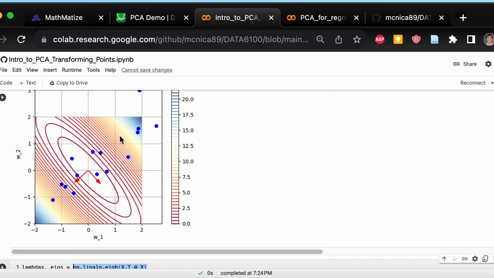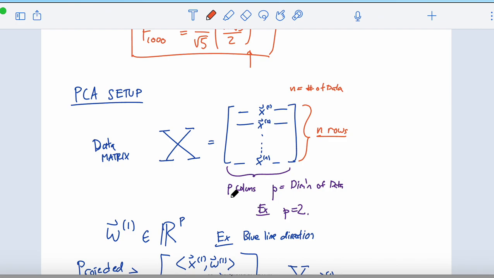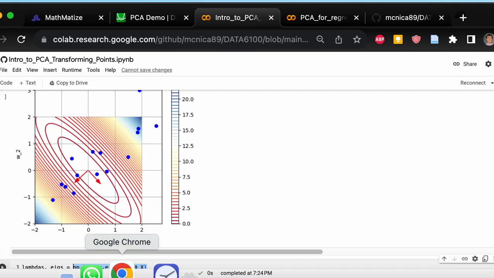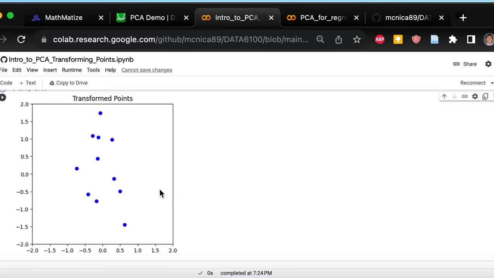And last but not least, you can transform the points. The points before you could think of as having an x1 component and an x2 component. After you've decided what w1 is, instead of using those coordinates, you use these transformed coordinates. I wrote them down here. You do the inner product with the vector you found. So you found the vector, and then you transform the coordinates. And now it looks like this. So here is the transformed data, and x1 is chosen to be as spread out as possible.